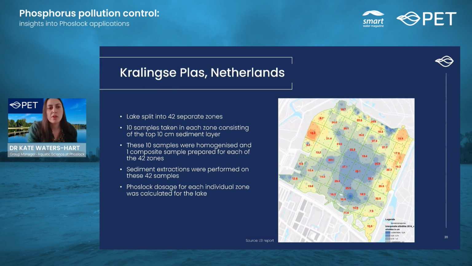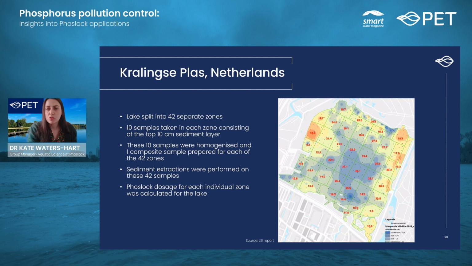Okay, so for the Kralingse Plas, they took a number of sediment cores. They took 10 sediment cores because the lake was split up into 42 zones, so 10 cores were taken in each zone. And then each of these 10 samples were homogenized to produce one composite sample.